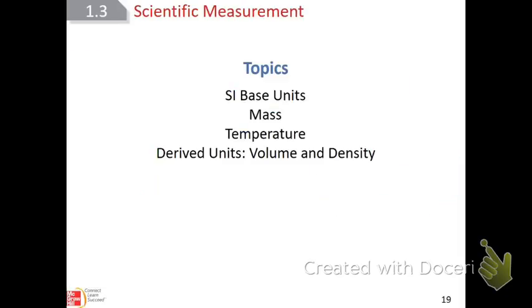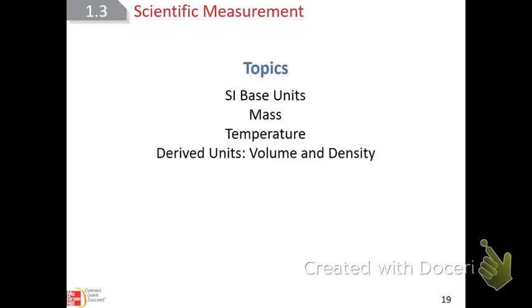All right, and then we get to scientific measurement. This is a biggie. We're going to use this a whole lot. You need to know your metric base units. The metric base units would be mass, temperature, and then you need to know what a derived unit is. The difference is that a base unit is the simplest kind that there is. You need a balance to measure mass with. You need a ruler to measure length with.